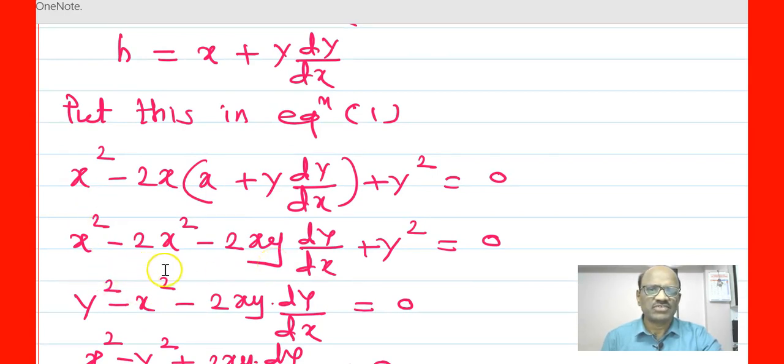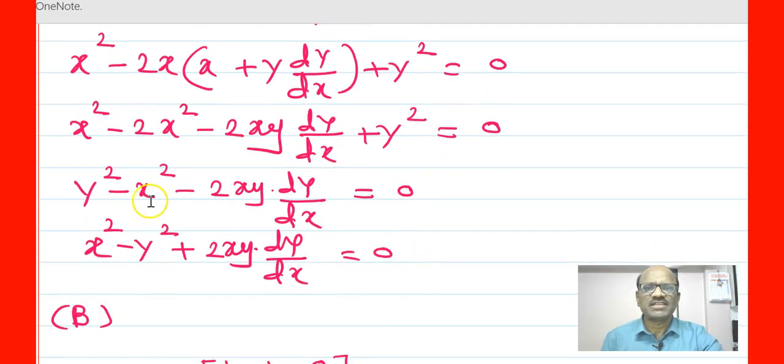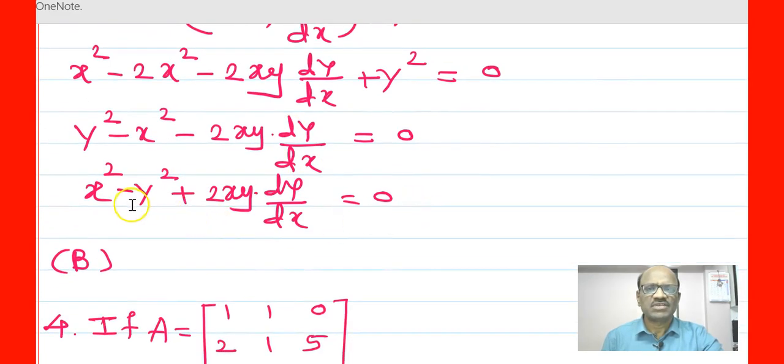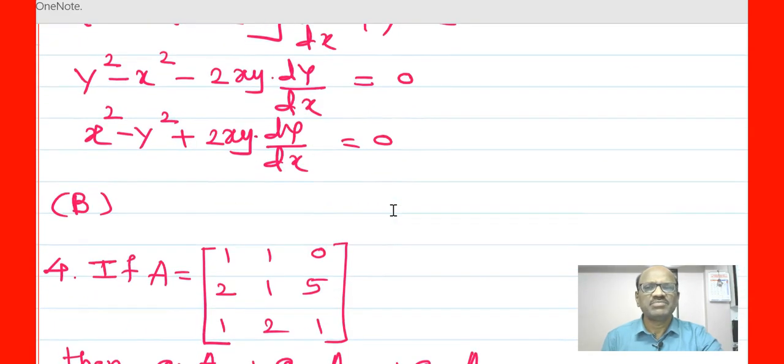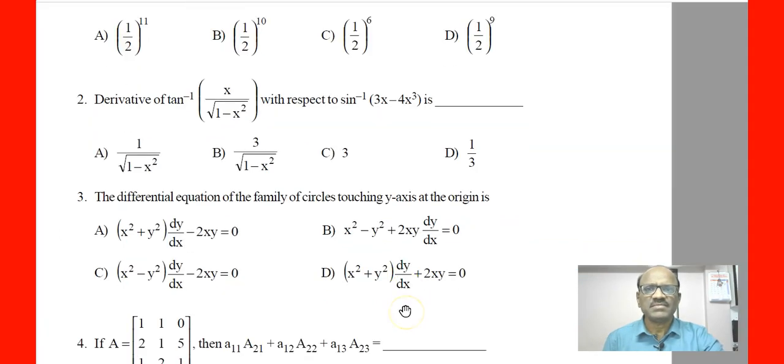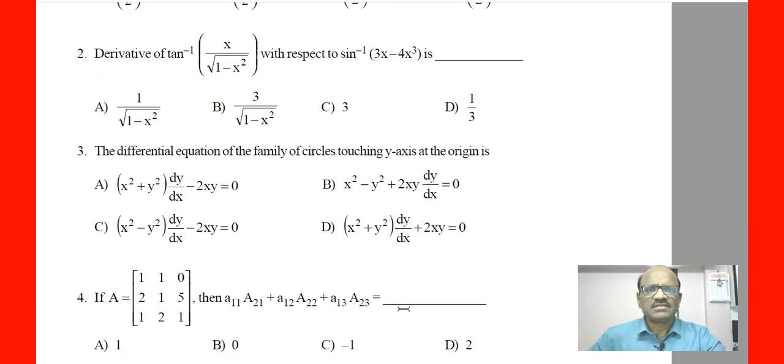That is x square minus 2x square minus 2xy into dy by dx plus y square is equal to 0. And y square minus x square minus 2xy into dy by dx is equal to 0, and x square minus y square plus 2xy into dy by dx is equal to 0. Hence the P option is the correct one. Now next we will see the next question, since the differential equation of the family of circles is completed here.